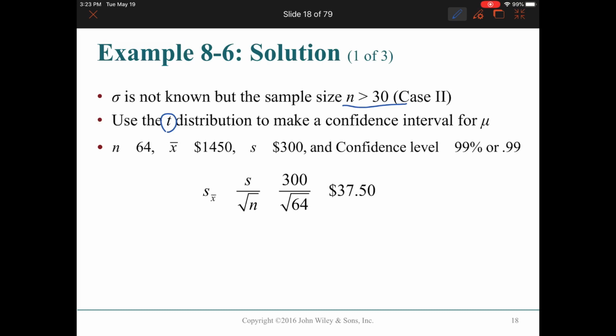Okay, so we do have n greater than 30, even though sigma wasn't known. So t gets to be used because we still don't know sigma. And we want to get the confidence interval. So n is 64, x bar is 1450, S, not sigma, very important, is 300.